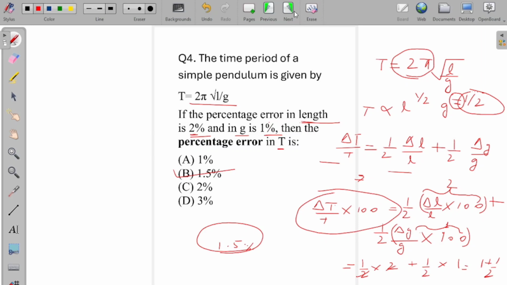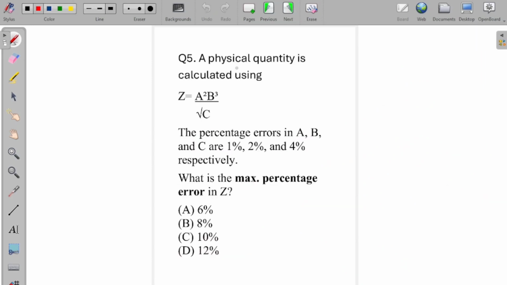Now next question is question number 5. A physical quantity is calculated using Z is equal to A square B cube upon under root C. The percentage errors in A, B, C are 1%, 2% and 4% respectively. What is the maximum percentage error in Z? We have to find the percentage error in Z.